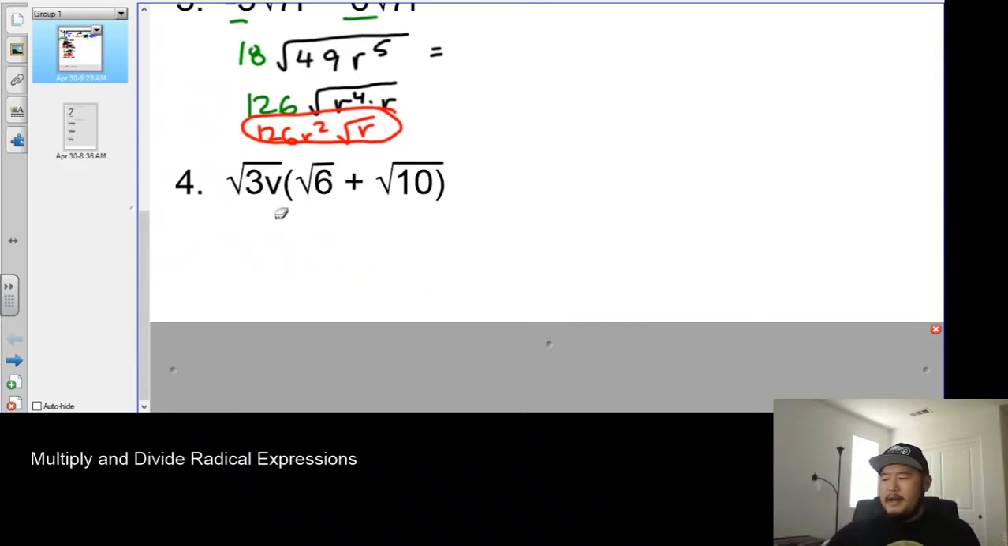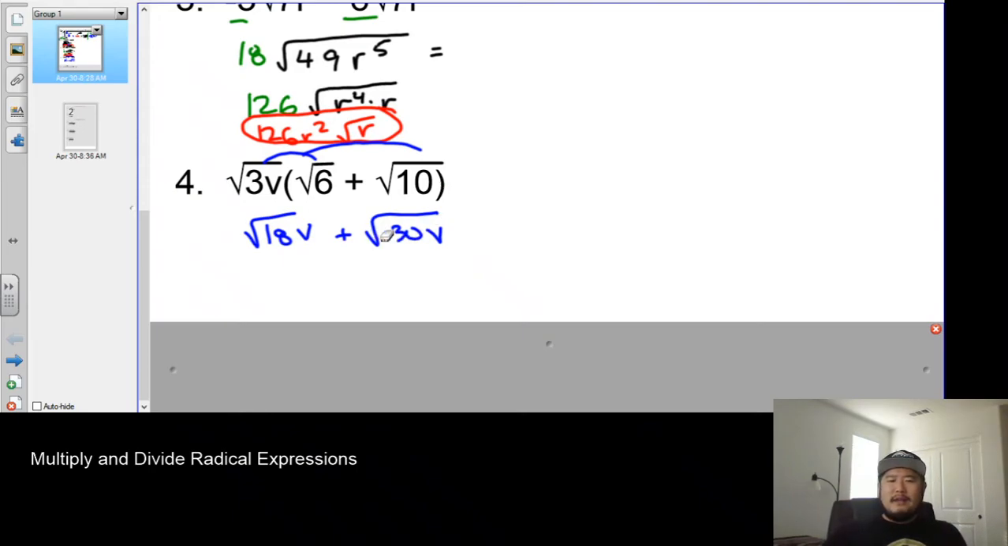On number 4, you're pretty much distributing. So you'll start off, take the square root of 3v times rad 6, and that'll become the square root of 18v. Then we'll distribute that 3v again, and we end up with rad 30v. At this point, we can't add them together, because once again, they don't have the same radicand.